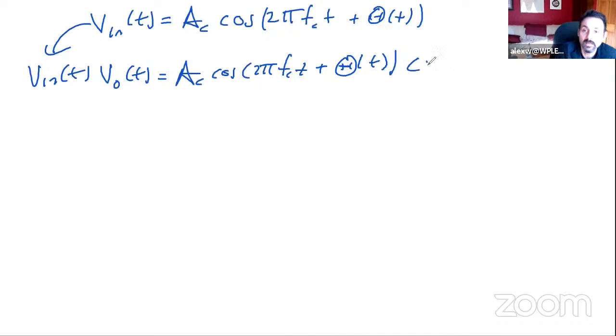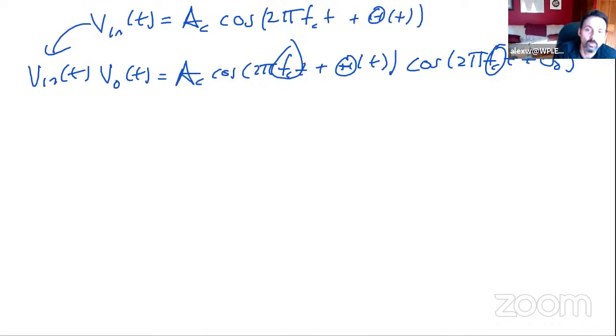And then what is it again? Cosine 2 pi fc of t. So again, there's this big assumption that we know exactly what the frequencies are. And then we have theta naught. This is a constant. It's to account for any phase difference between transmitter and receiver. It's a constant. That's also an assumption.